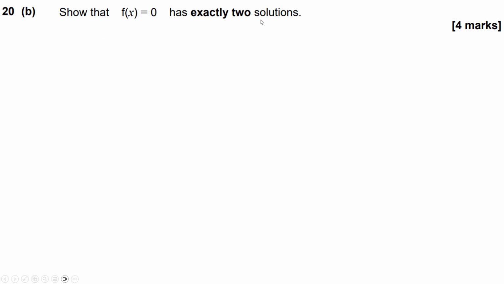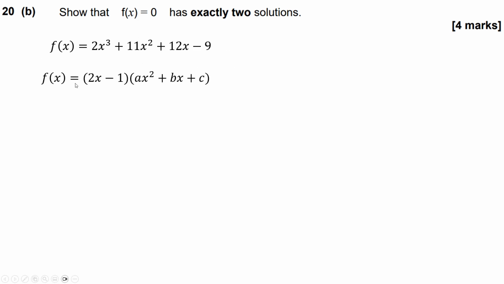Show that f of x equals 0 has exactly 2 solutions. So this is the cubic that they gave us at the beginning, and they told us that 2x minus 1 is a factor. Now, there are a few ways you can do this.